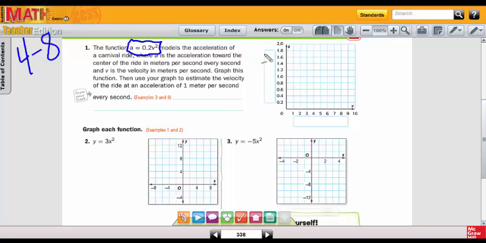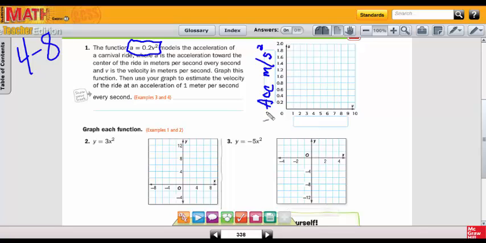The first thing that we probably ought to do is put some labels on this. So A is our output, and this says that A is the acceleration toward the center of the ride in meters per second every second. So A is the output. That would put it on this axis here, and our output, they said, is A, which is acceleration. I'm just going to put ACC. Okay, and that is in meters per second, and the way to put that is per second squared. This is something you'll learn in science, but that's good for now.